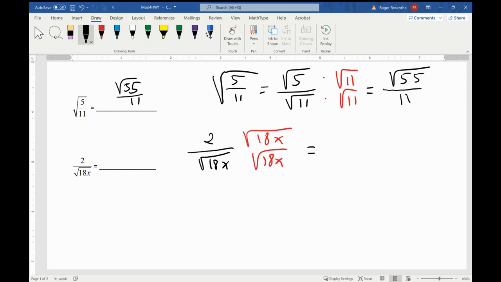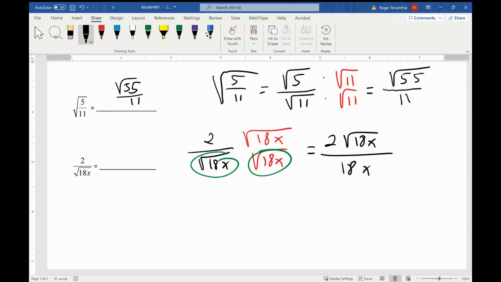When we do that, we get 2 times the square root of 18x on the top. Nothing really changes. We're just putting the 2 next to the square root of 18x. In the denominator, though, we do the same trick as the last two problems. Since these match, the radical goes away, and you just get what was underneath the radical.